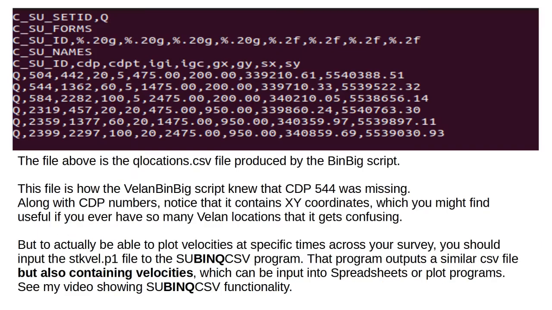This is a file produced by the SUBINBIG script. You may find it useful. This is how the interactive velocity script knew that CDP 544 was missing. I bring this to your attention because SUBINBIGCSV will produce a similar file from the stackvel velocity file, except that it will also contain interpolated velocities at specific times. And that file containing interpolated velocities can be input into spreadsheets or plot programs.